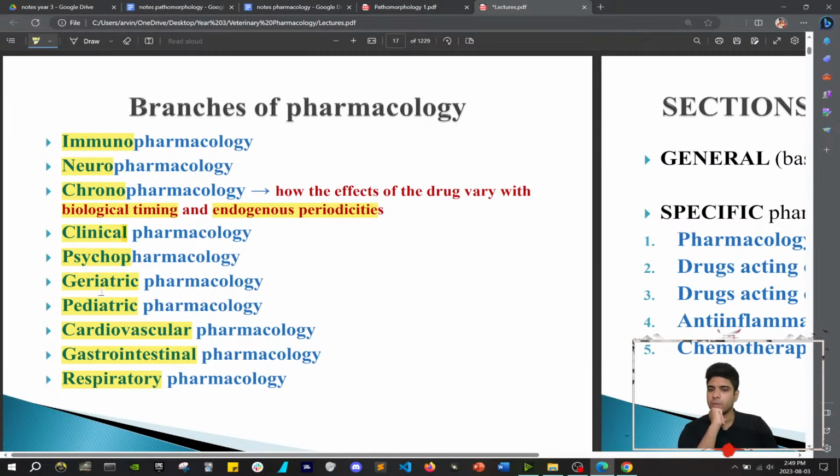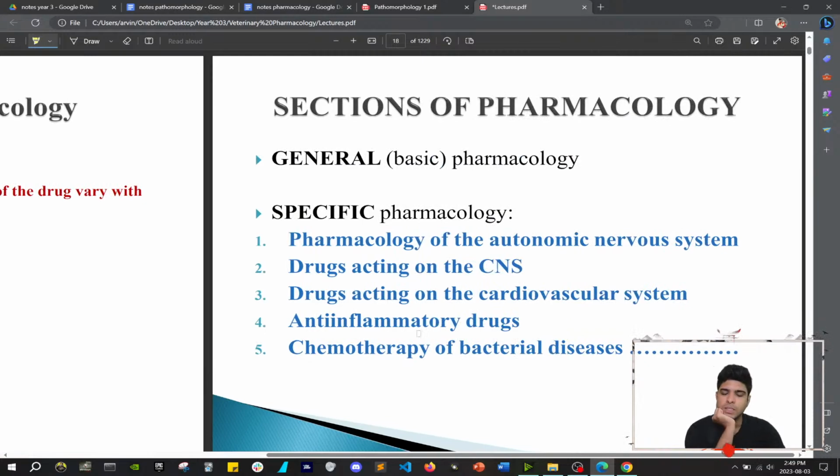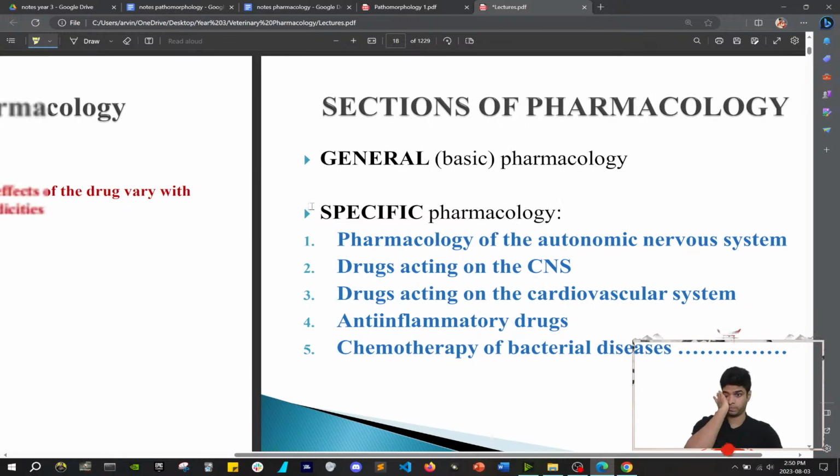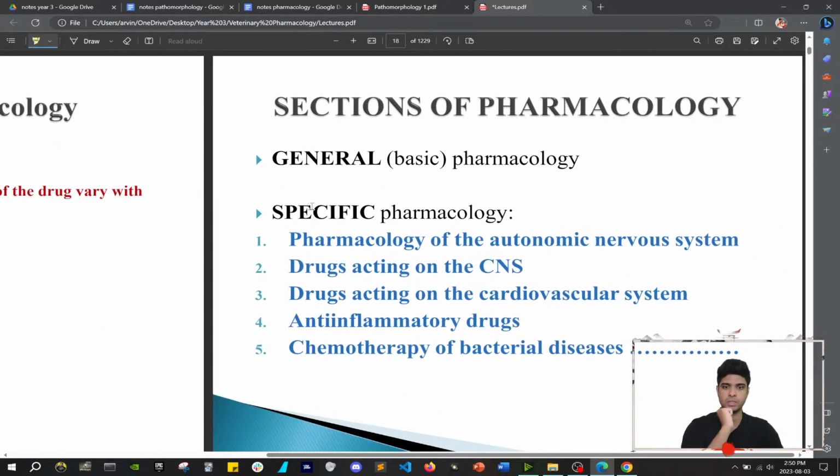So immuno, neuro, chrono, clinical, psychopharmacology, geriatric, pediatric, diet, and then cardiovascular, gastrointestinal, respiratory pharmacology. Those are the branches. Then there are two sections, general and specific pharmacology, and several branches.